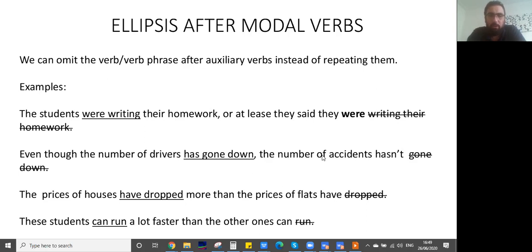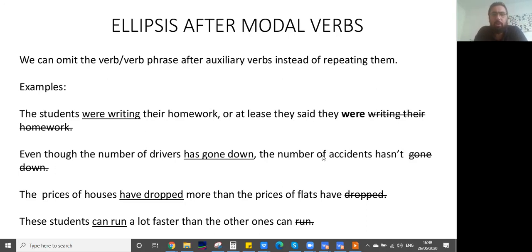The prices of houses have dropped more than the prices of flats have. Okay, this could be academic task 1, and you could avoid writing a verb or a verb phrase by dropping a repetitive verb after an auxiliary verb, of course.